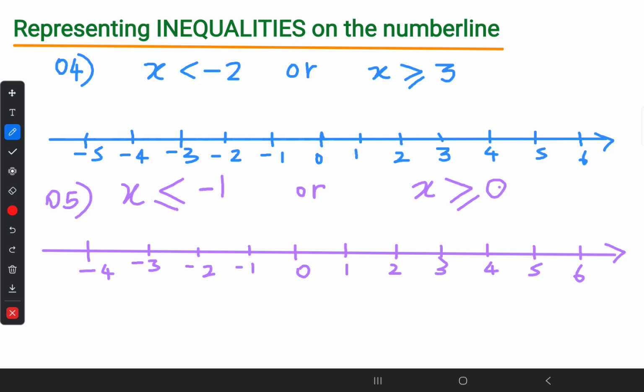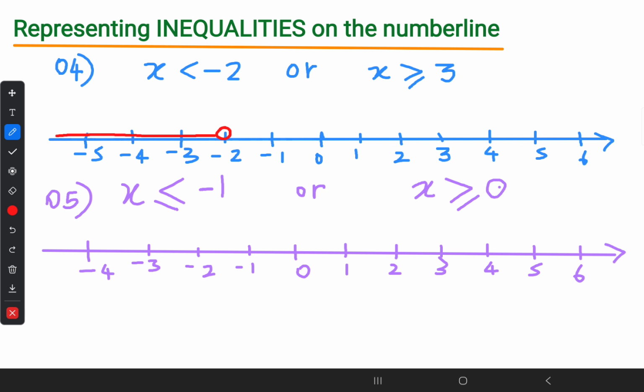X is less than -2. So over -2, draw the circle. Which is the lesser region? X is denoted towards the pointing side. That means x can have the values which are less than -2. Less than means in this region. The x value should be in this region.